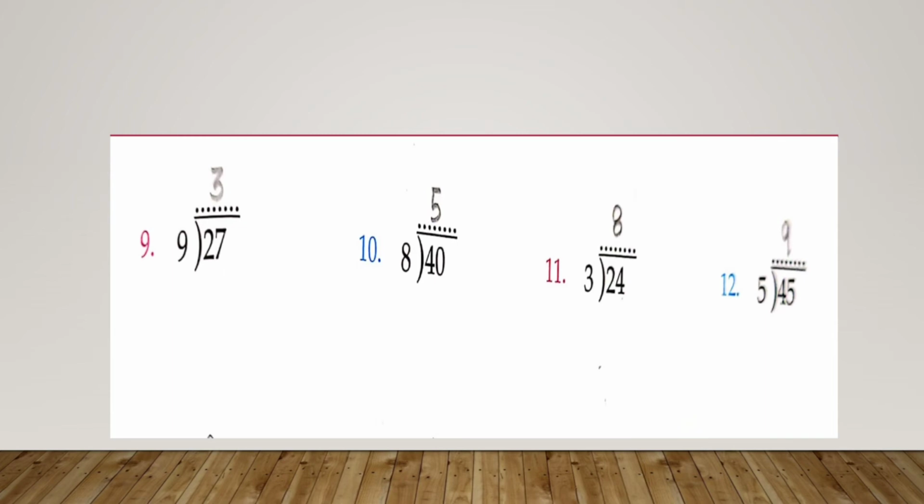Now let's do the next part, ninth part. Here you have to divide 27 by 9. So children, you will read the table of 9 until you get 27. So children, 9 1s are 9, 9 2s are 18, 9 3s are 27. So children, here you will write 3 as a quotient and 3 will be your answer also.